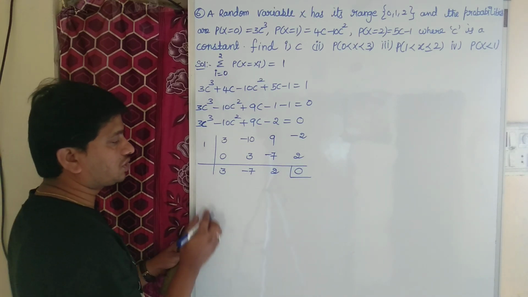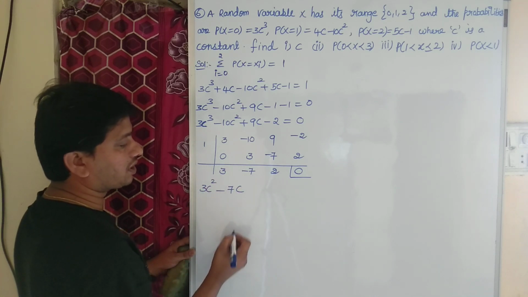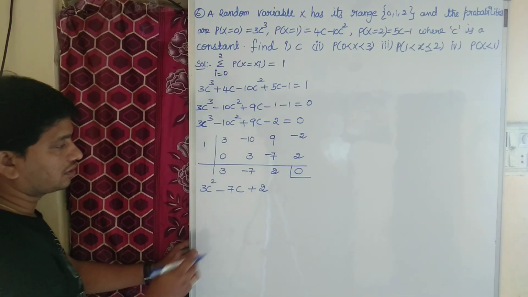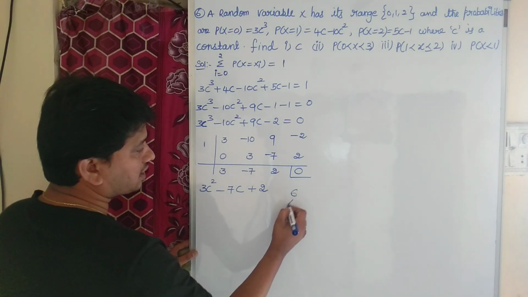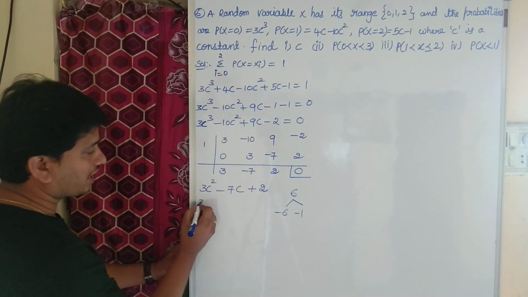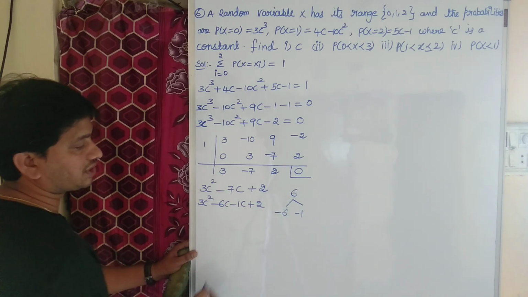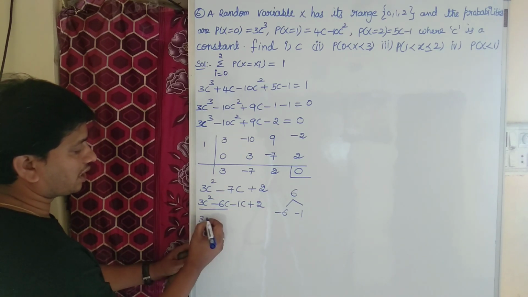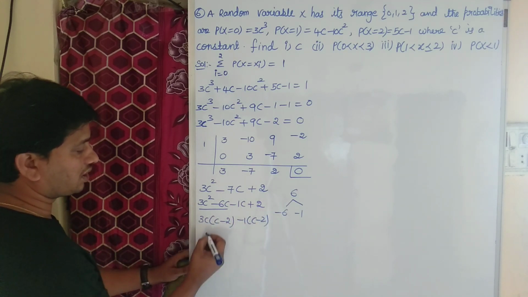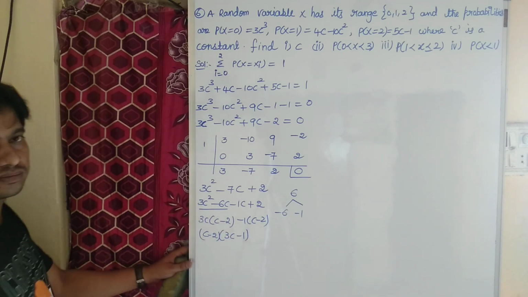So one term gets reduced, then this 3 will become the c square coefficient, minus 7 will become the coefficient of c, and 2 is the constant, right? Factors of 2 times 3 are 6, 6 times 1 is 6, minus 6 and minus 1, right? So I can write 3c square minus 6c minus 1c plus 2. From these two terms I can take 3c common, c minus 2. If I take minus 1 common, c minus 2. Again if I take c minus 2 as common, 3c minus 1.